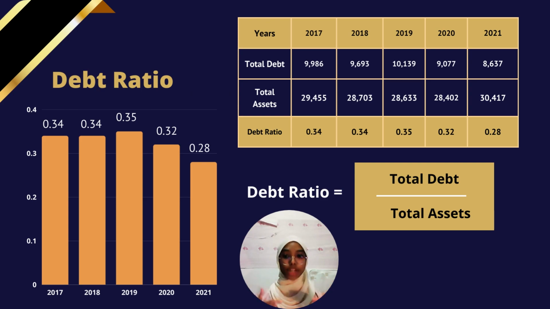The highest debt ratio was recorded in the year 2019, which is 0.35, which also was the highest total debt with RM10,139 million for the past 5 years.